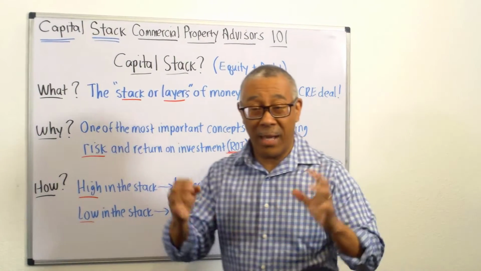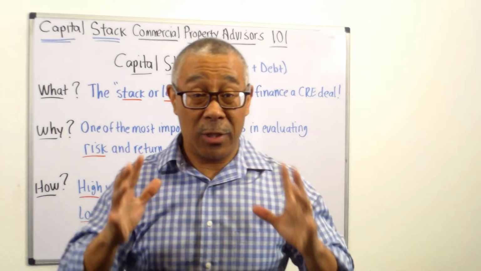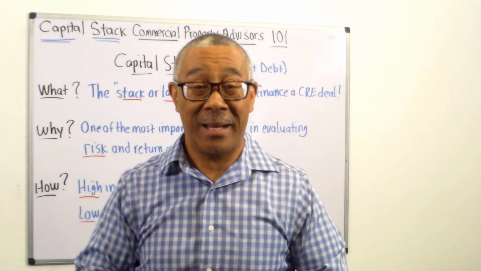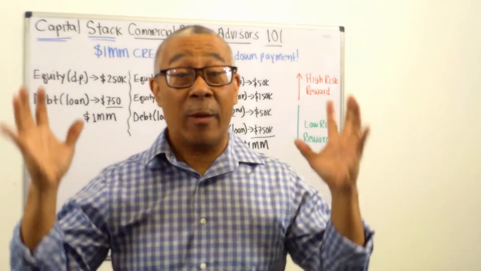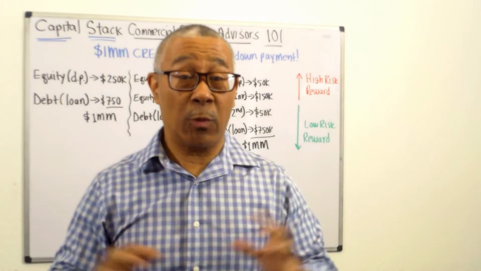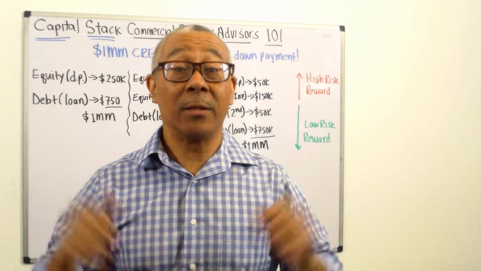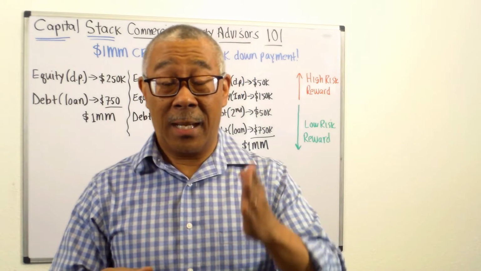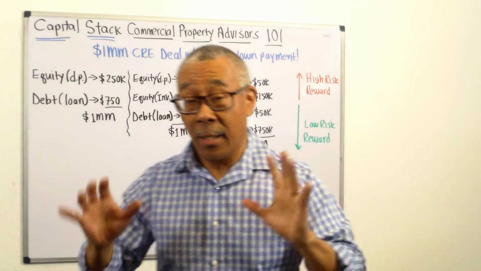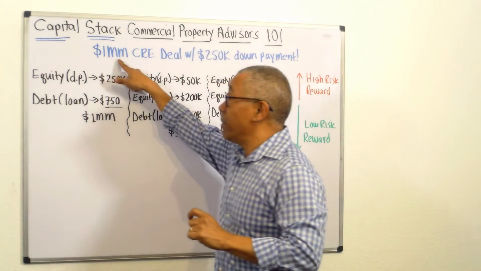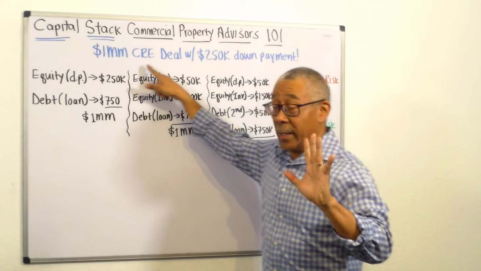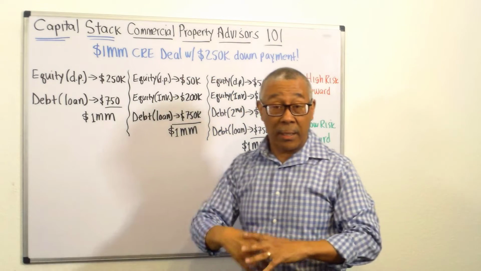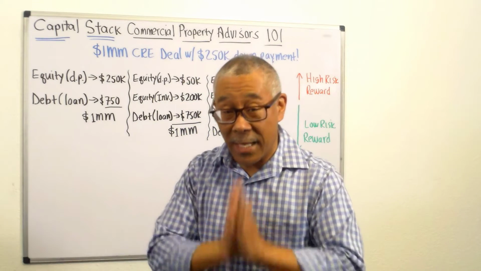Hope you have that quick visual in there. Now what I'm going to do next is give you 3 great examples of how it all works. Let's do that next. Here we are with a real-world example of what an actual commercial capital stack looks like. I'm going to use one deal, but I'm going to do 3 scenarios. Here's the deal. It's a $1 million commercial deal, and we have a down payment of $250,000. That means we're going to get a loan for $750,000. That's the premise of the deal.